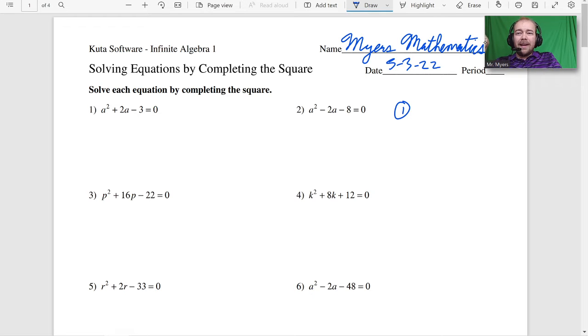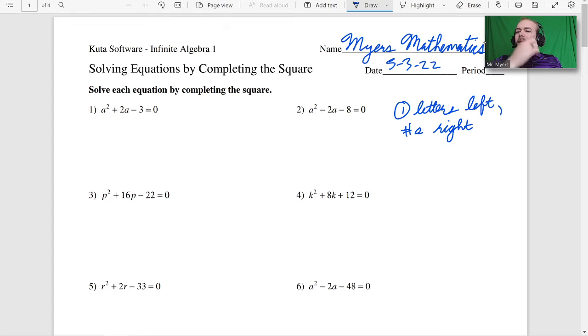Normally you do want everything equal to 0 when you're factoring, but completing the square is a special kind of factoring. You actually don't want it equal to 0. You want it equal to whatever the number is. So you want the letters on the left and the numbers on the right.